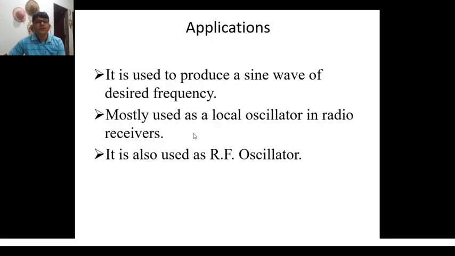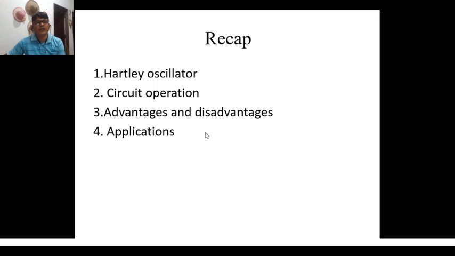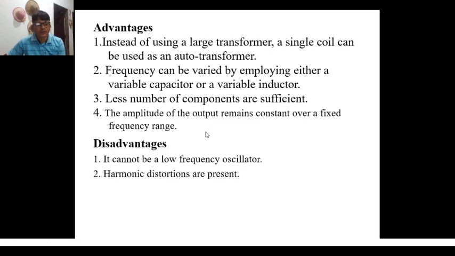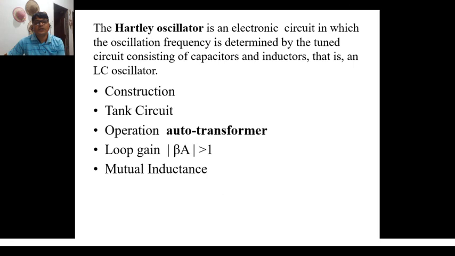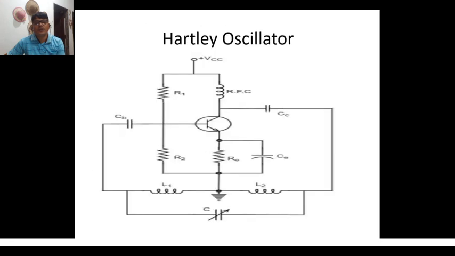The applications of this Hartley oscillator: it is used to produce a sine wave of desired frequency, mostly used as a local oscillator in radio receivers. It is also used as a radio frequency oscillator. So in this way I explained how the Hartley oscillator functions and what the different components are and how they function in this Hartley oscillator.